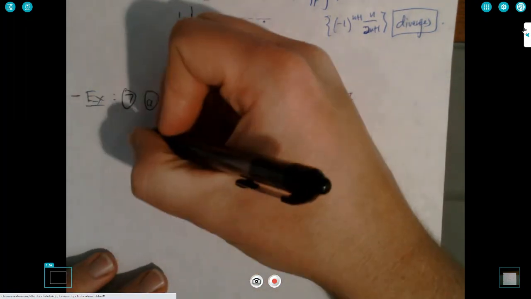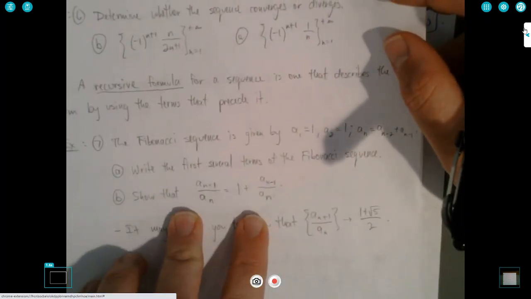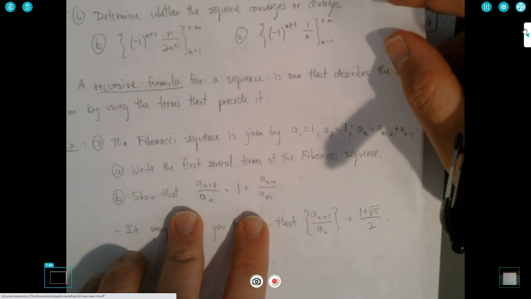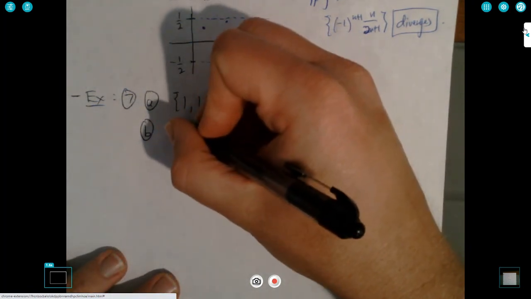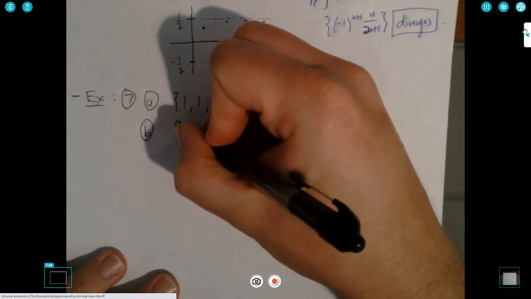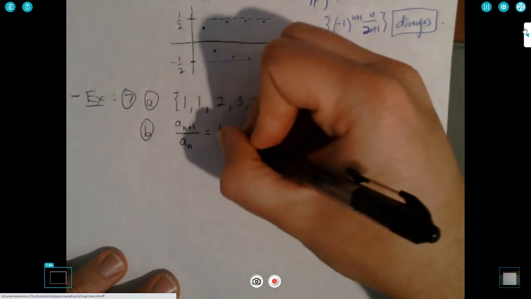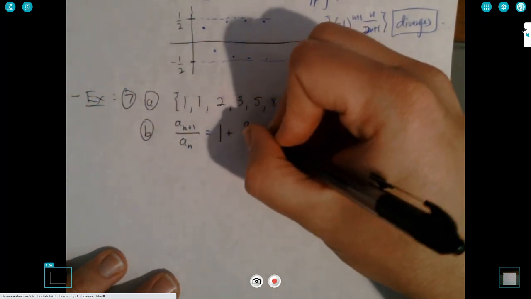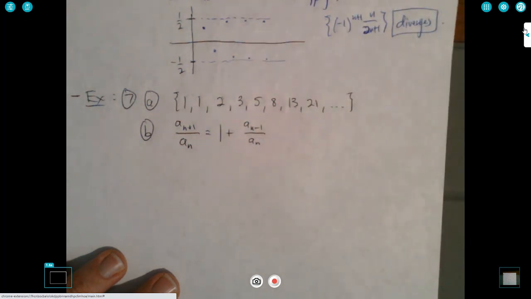Okay, I think that's really all I wanted to show you about the... well, that's not quite true. The second part says, show that a_(n+1) over a_n is 1 plus a_(n-1) over a_n. So we want to show that a sub n plus 1 divided by a sub n equals 1 plus a sub n minus 1 over a sub n. Hopefully I wrote that down right.